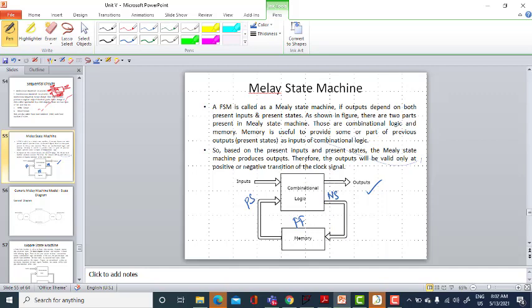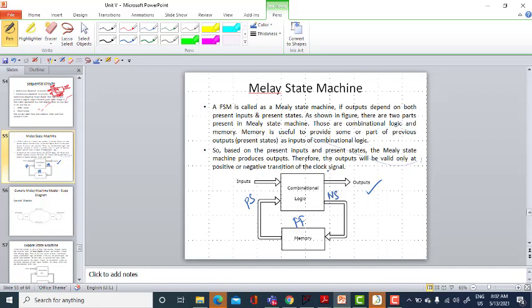So now this is your output and the next state, the state of the flip-flop, and this is your Mealy state machine. A finite state machine is called a Mealy state machine if the output depends on both the present input and the present state. It is given in the figure. There are two parts in the Mealy machine. One is the combinational logic circuit, and number two is the memory, which is your flip-flop. Memory is useful to provide some or part of your previous output, which is nothing but the present state for the combinational logic circuit.